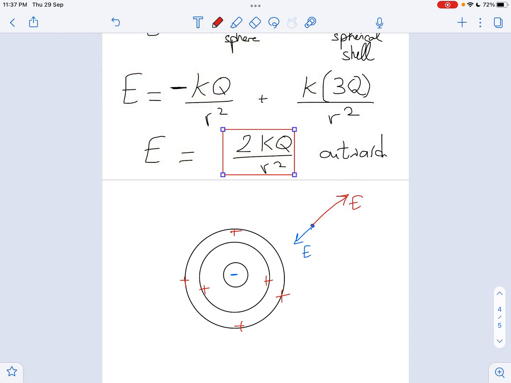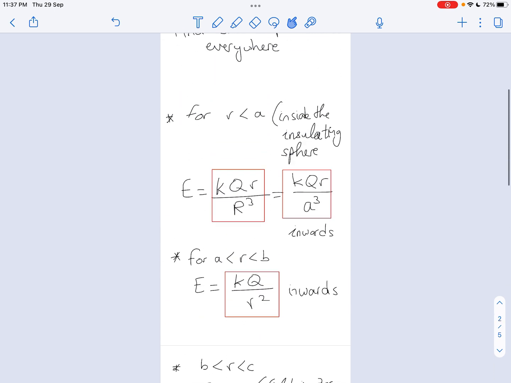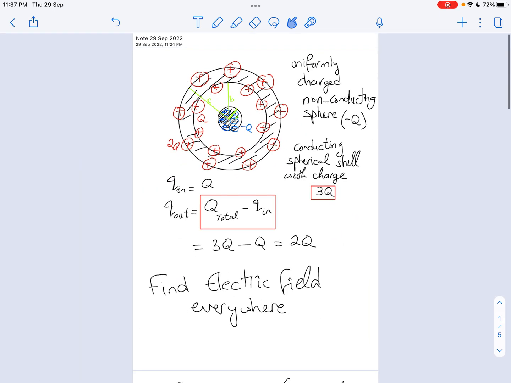Okay? And this is how we solve the problem that consists of a spherical shell and an insulating sphere inside.